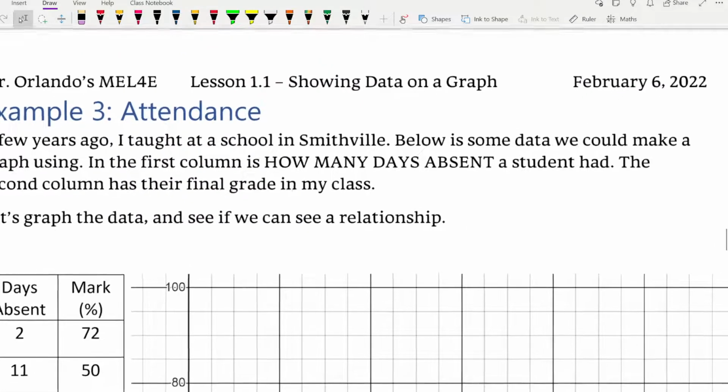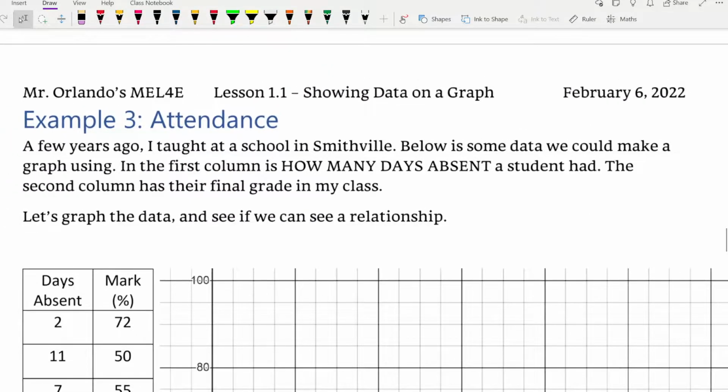And this is a neat example. This is real data. A few years ago, I taught at a school in Smithville. And, as a teacher, I have to keep track of students' attendance. So for this class, I have their attendance data, and I have their final grades. And so what we want to do here is make a graph and see, is there a relationship between how much school these kids missed and what their grade was in my class? So let's take a look.